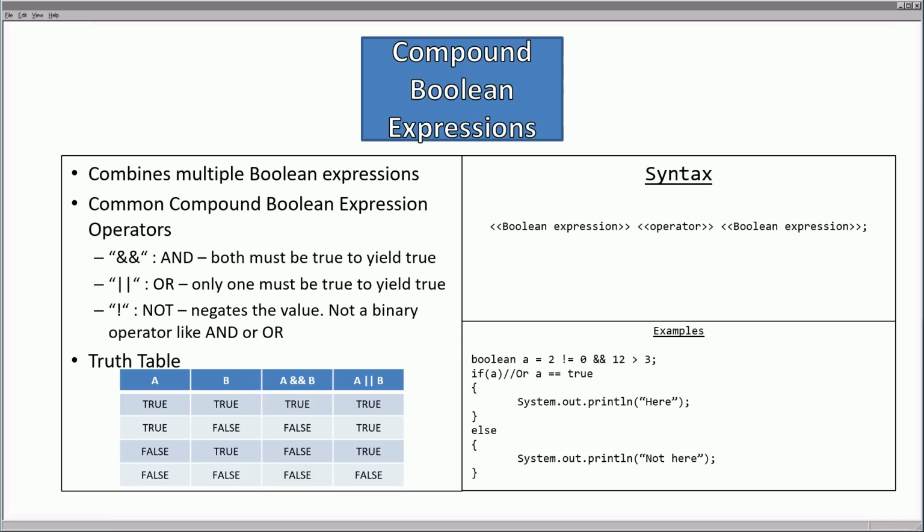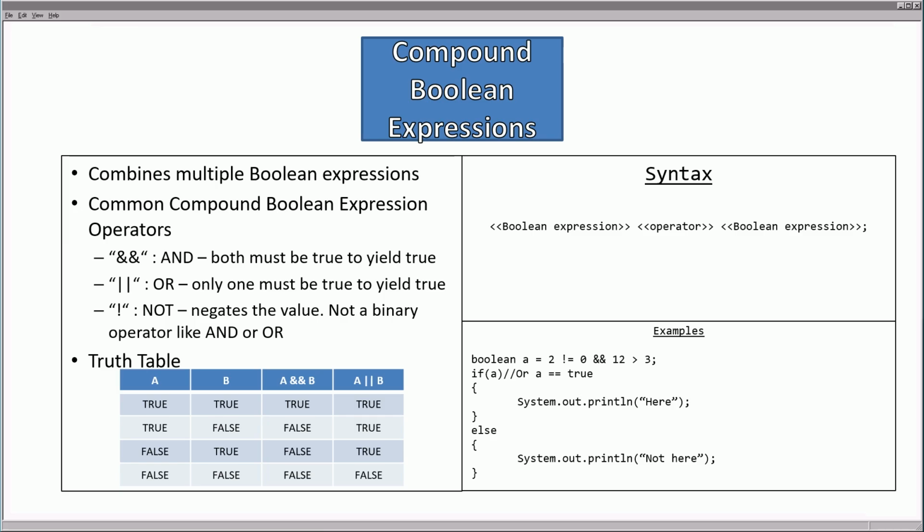You can also combine Boolean expressions together using a couple of very common operators. The first one is the AND operator, which indicates both expressions have to be true in order for the compound expression to be true. We also have the OR operator, that is the opposite of the AND. So in this case, only one element has to be true in order for it to yield true. Now the exclamation point isn't like AND or OR, but it does negate the value that was already stored there.